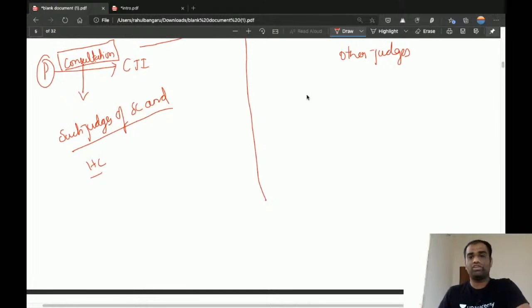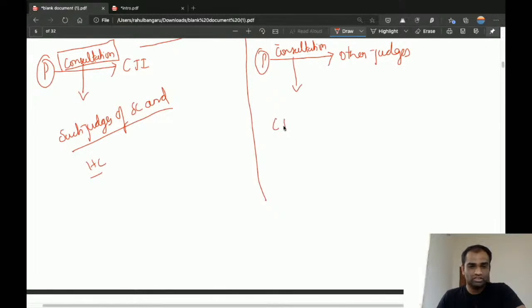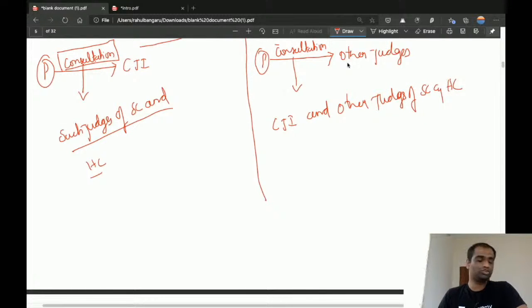Now when it comes to other judges, President appoints other judges on consultation with Chief Justice of India and other judges of Supreme Court and High Court. President appoints other judges to Supreme Court on consultation with Chief Justice of India and other judges of Supreme Court and High Court. Is it clear?